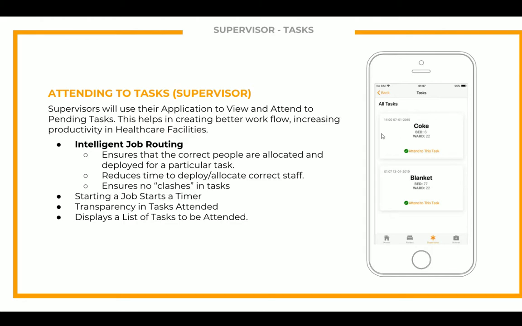Right, so attending to the task as a supervisor. This also has intelligent job routing. It should be the same as the runner, but instead of the runner viewing only one task, the supervisor will be able to view multiple tasks. Just take note that all of these tasks are routed not only to the correct people, but also the correct job scope.